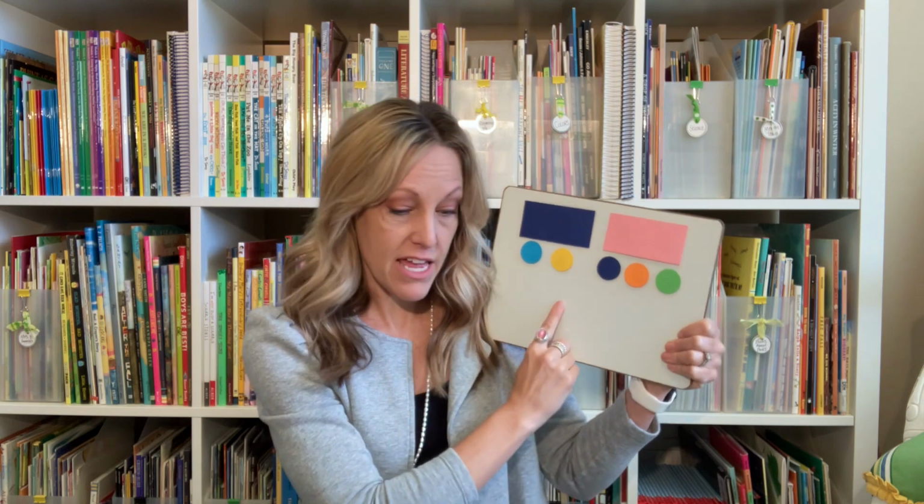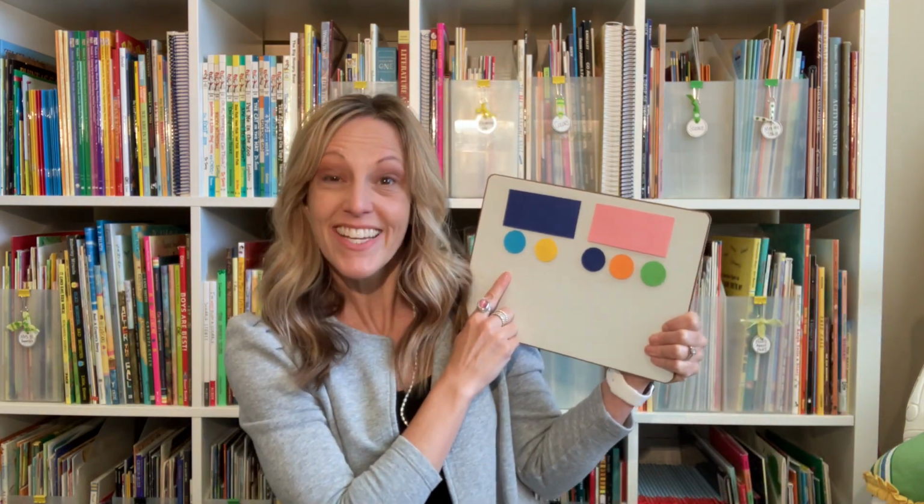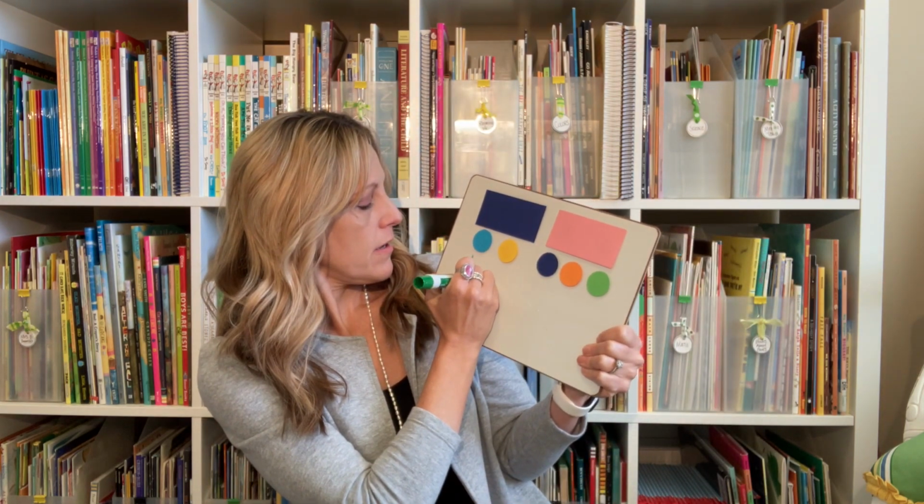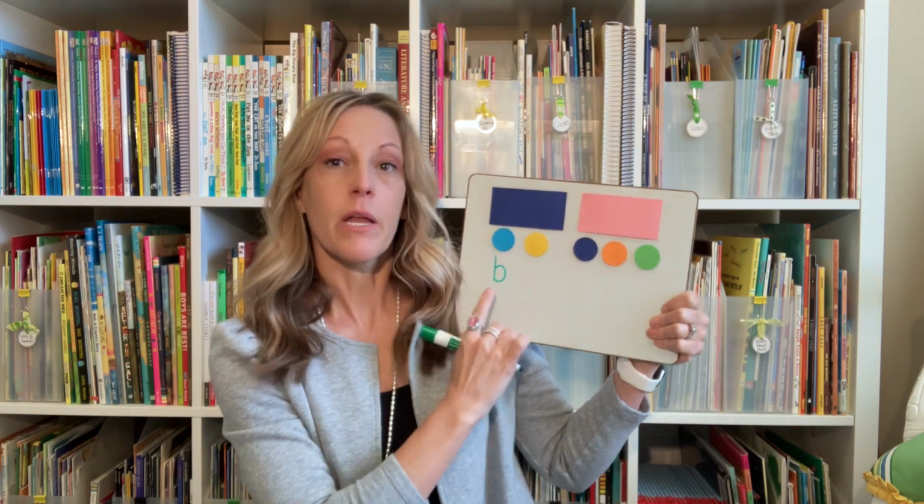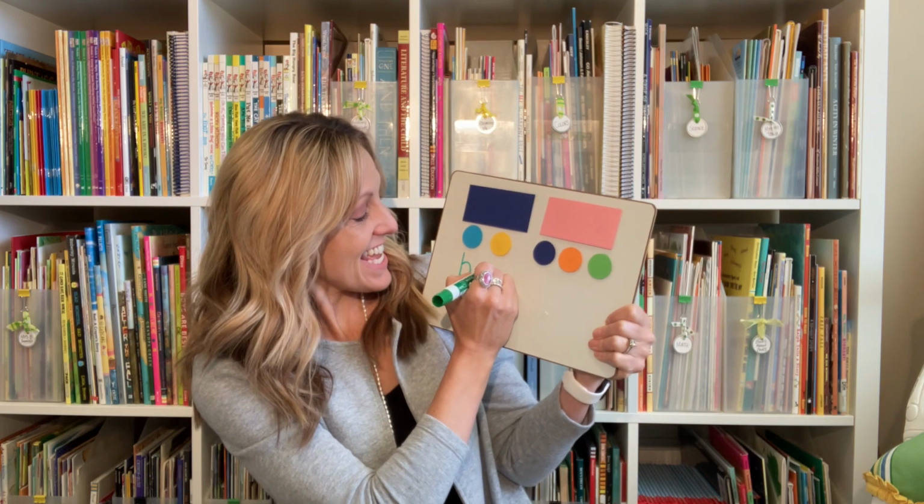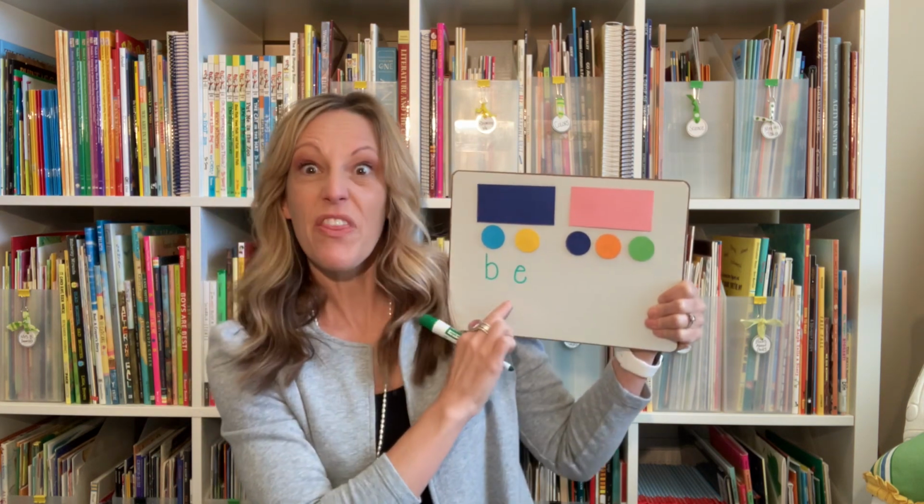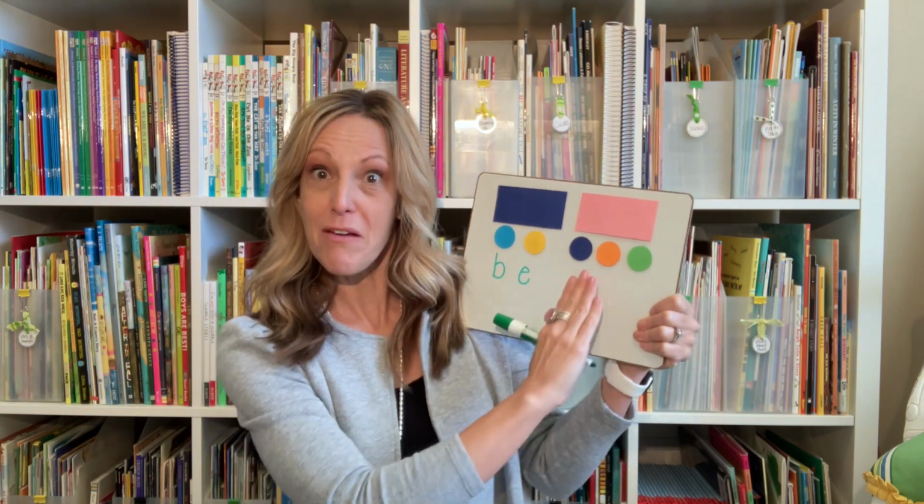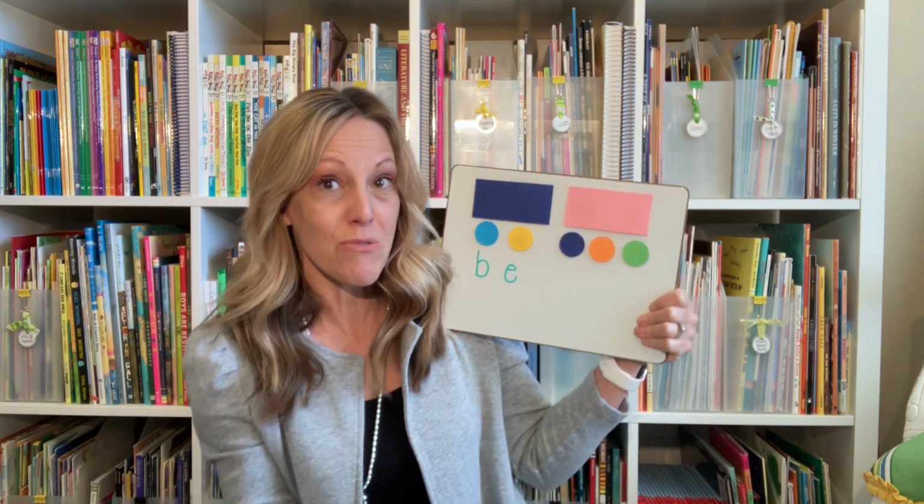Perfect. Let's go back to the first syllable. What was the first sound you heard? B. B-E. What letter can we use to represent the B sound? Yes, it is the letter B. How about the next one? Yes, E can be spelled with an E. That is one of our high frequency words, be, right there all by itself, and it's regular.